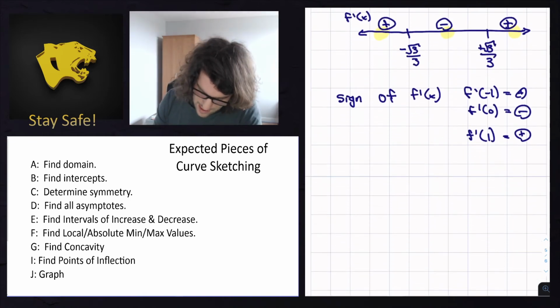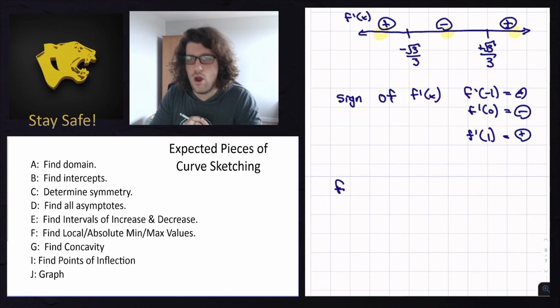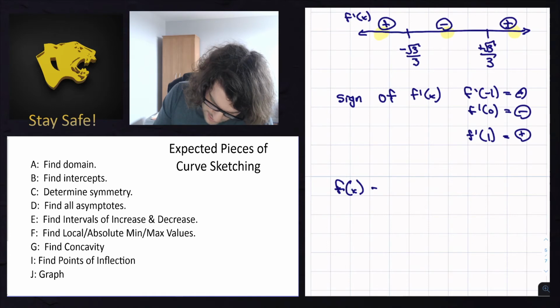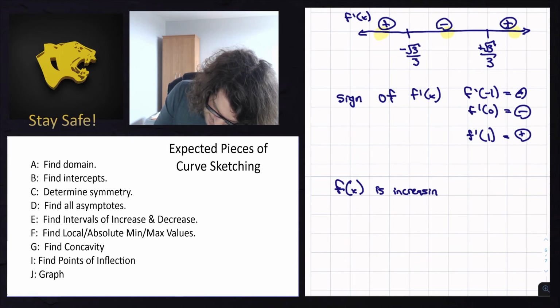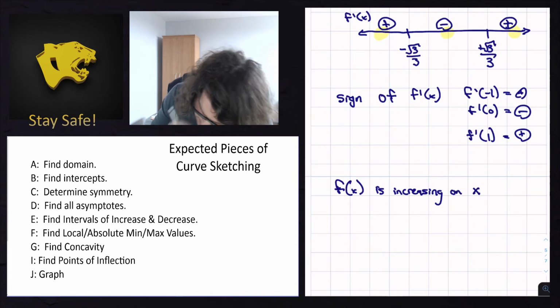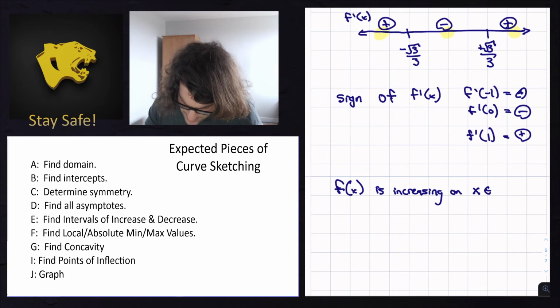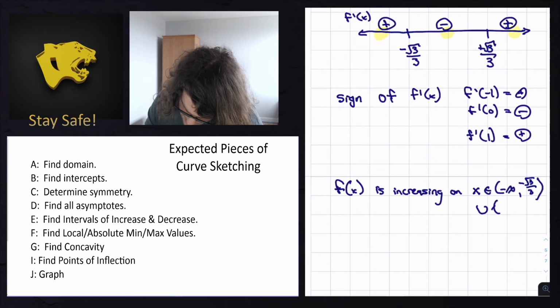So what this ends up telling me is what I have found about the original function, not the derivative. Every time we're discovering something, we are discovering it so we can describe what the original function does. So in this case, f of x is increasing on, I'm just going to use interval notation, x is an element of negative infinity to negative root 3 over 3 in union with root 3 over 3 to positive infinity.